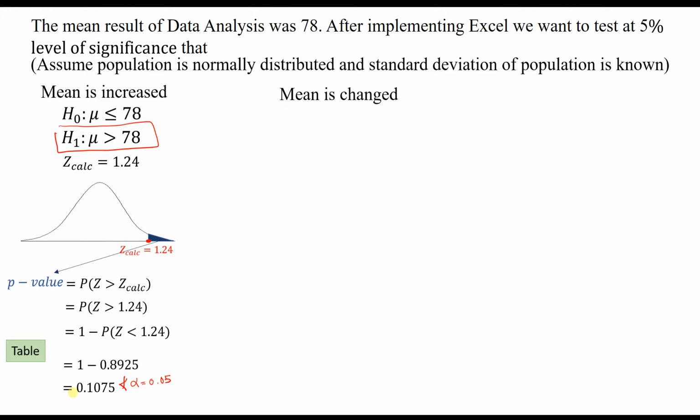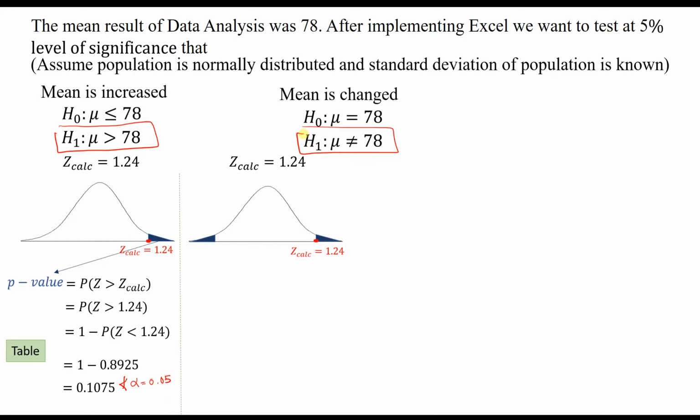Now, let's test that the mean is changed. So here H1 is mu less than 78 or greater than 78. So we write it as mu is not equal to 78. Opposite of that is mu is equal to 78. If the Z calculated is 1.24, here we see that based on H1, we have a two-tailed test. And Z calculated is positive, so it is on the right side of the graph.